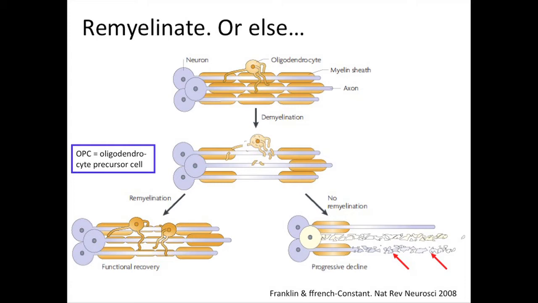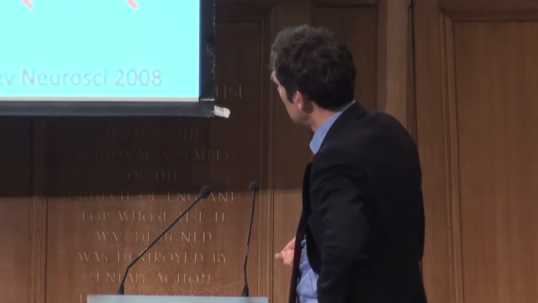Or you can have this situation, which we obviously will try to avoid, which is axonal degeneration. So the nerve fiber that was previously myelinated here has lost its support by the myelin and degenerates. And that is what we believe is very much the pathological correlate of disease progression.